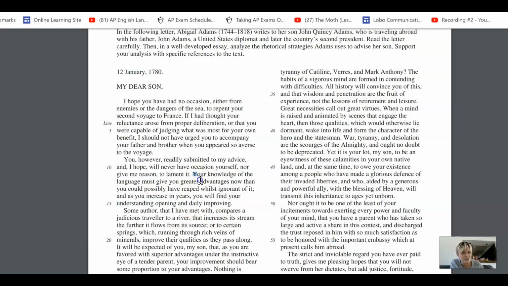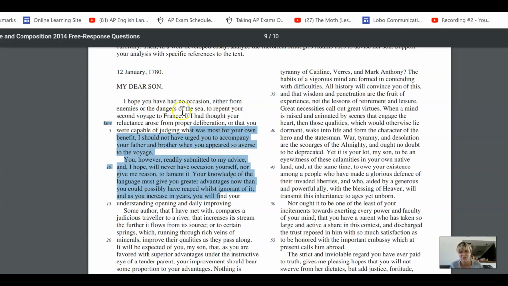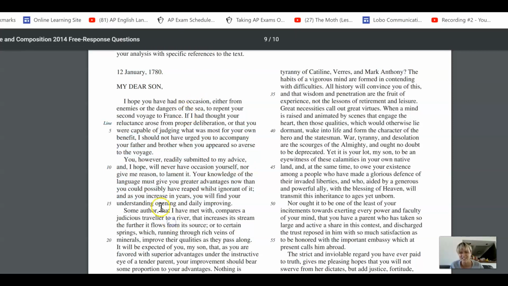Ooh, so what is she doing here? She's giving him some kind of a compliment and talking about how he has greater advantages. And so you might just kind of think about that as an opening strategy. She's kind of dealing with him, trying to negotiate their relationship and make him feel supported and make him feel like he has power, right? He has the ability to do what he wants with his control over language.